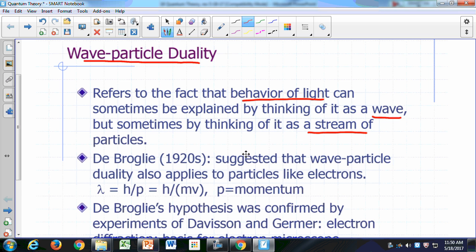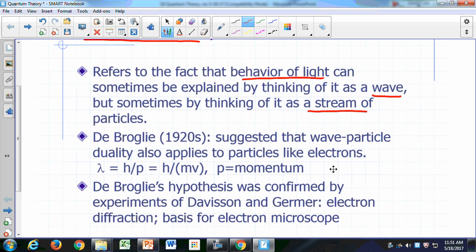Now, in the 1920s, de Broglie suggested that wave-particle duality probably applies also to particles, not just light. So little particles like electrons, he said, might have a wavelength associated with them. So he came up with a formula. The wavelength of a particle is equal to h, Planck's constant, divided by p, where p is the momentum. Momentum is just the product of the mass times the speed of a particle.